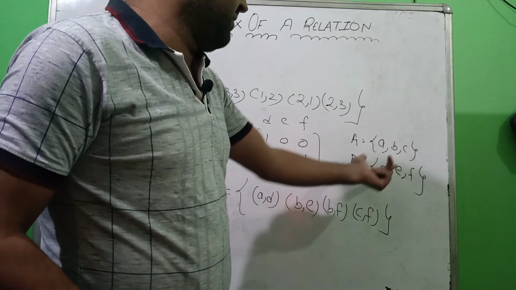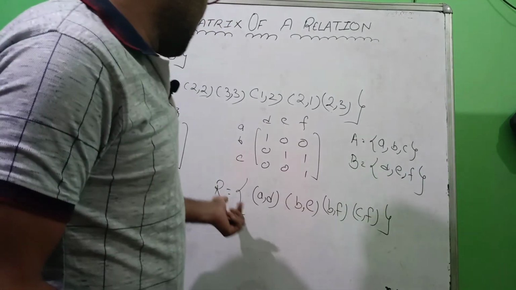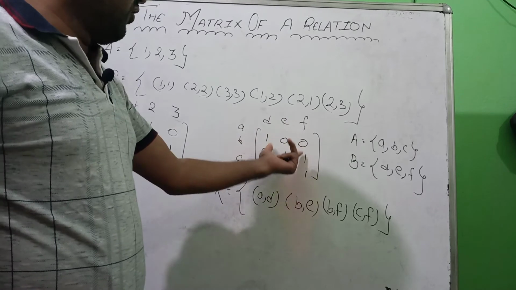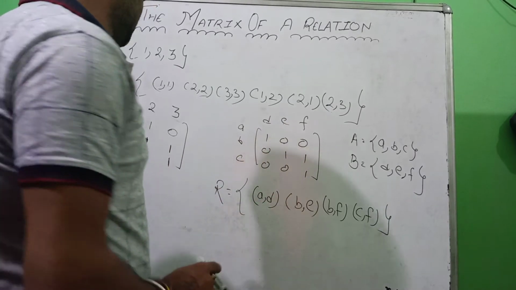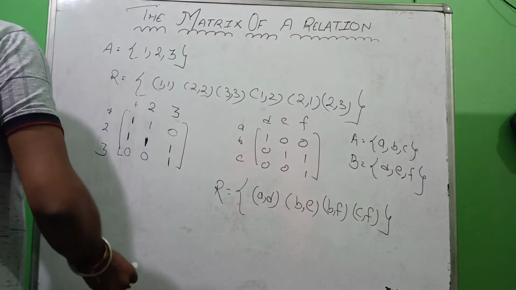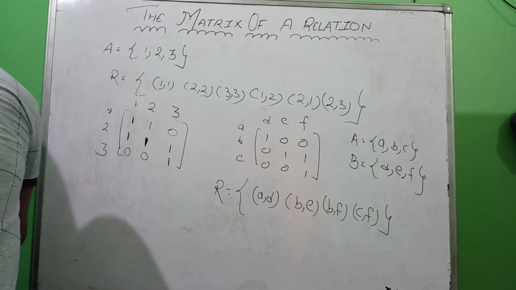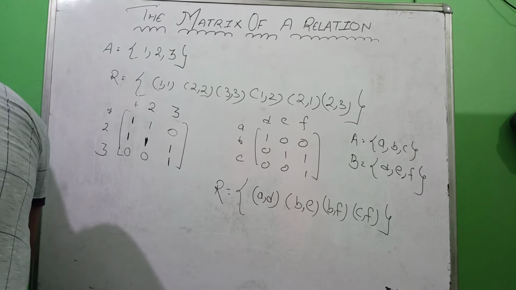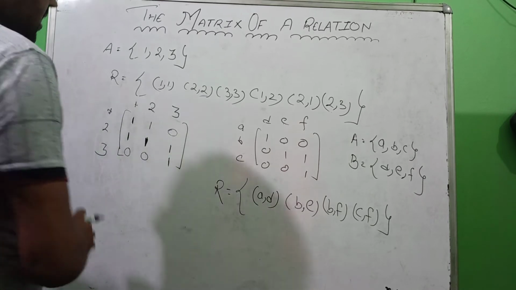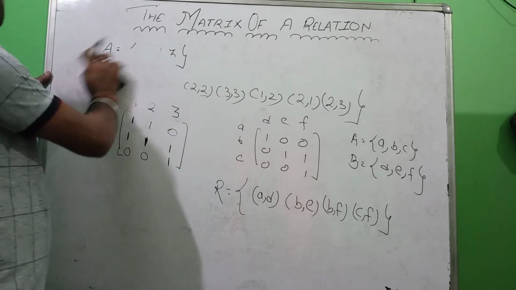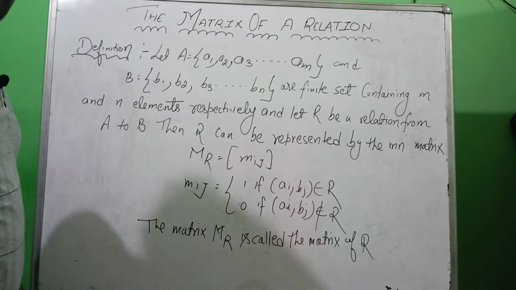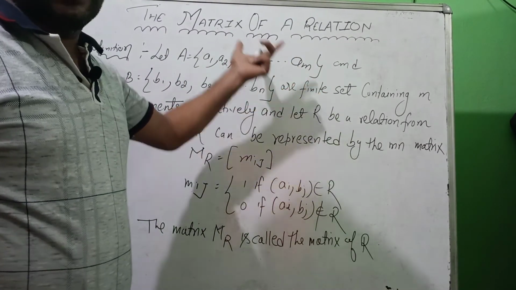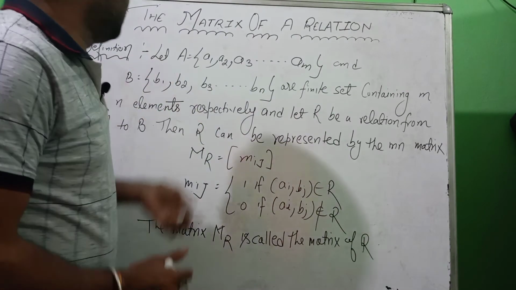You have the set A = {A, B, C}, the set B = {D, E, F}, and the matrix representation of this, and the relation for this matrix representation is this. Okay guys, so with all this we can write the definition of the matrix of a relation, how can we represent a relation here. So with the above examples we can conclude, or we can write the definition of this.